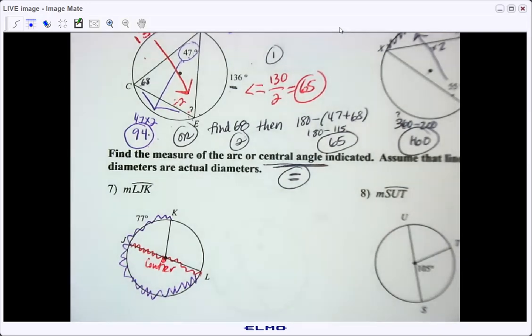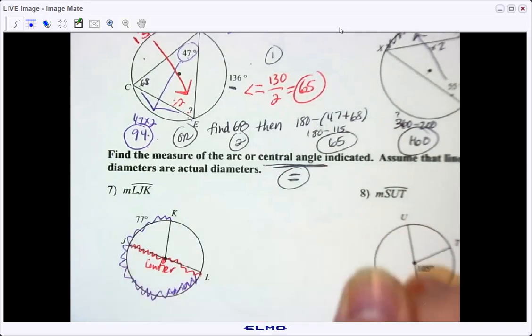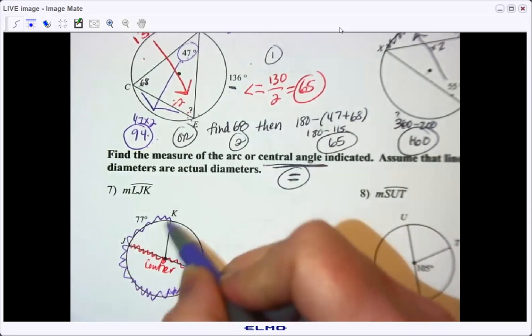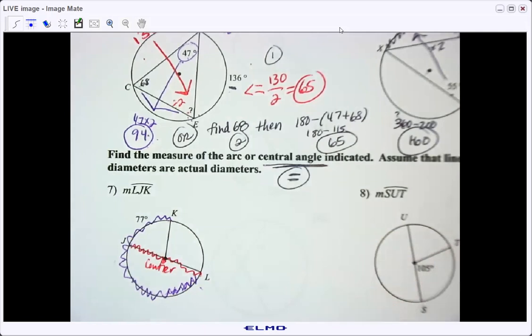Guys, I can't stress enough. This is why it's so important to even squiggle out the arc just so you can see, because I know I'm going to need the 77 and I'm going to need all of this, and I'm going to put it together to get my answer. Good. Nice. Okay. Everyone in the chat box so far has it correct.